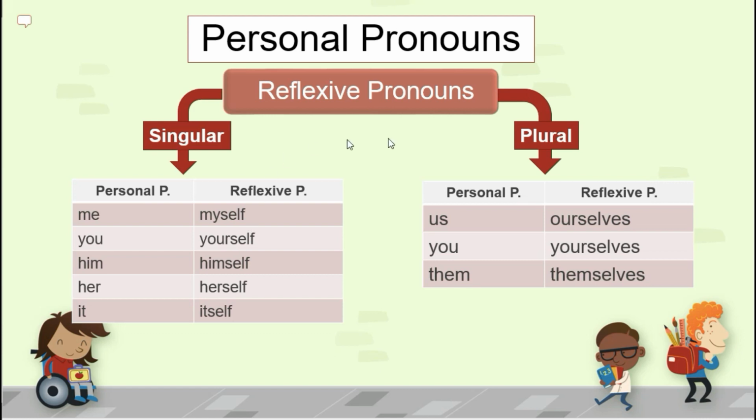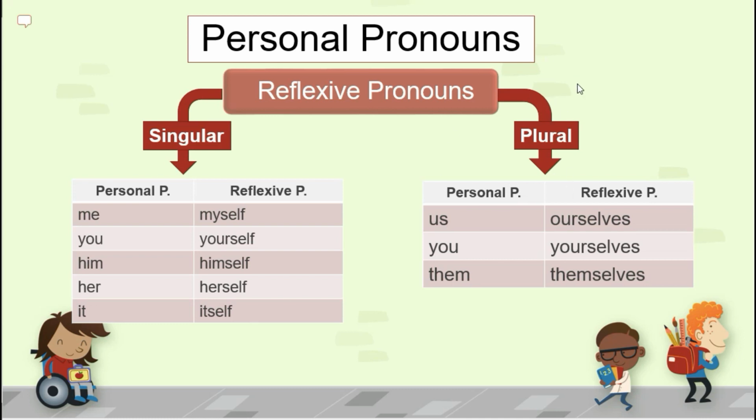Now let's look into the reflexive pronouns. As I've mentioned before, you have two forms. One is singular form, another one is plural form. Now you have the personal pronouns or the determiners here. Me, you, him, her, it. As you can see that these are all singular. So the reflexive pronouns would be me, myself, you, yourself, him, himself, her, herself, it, itself.